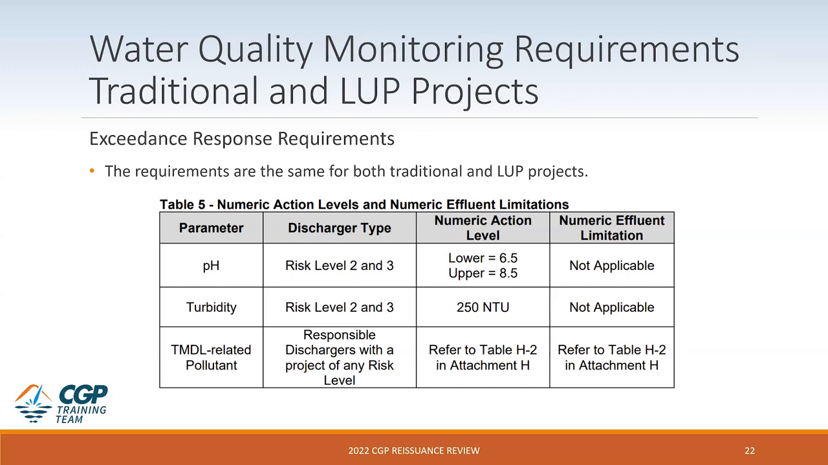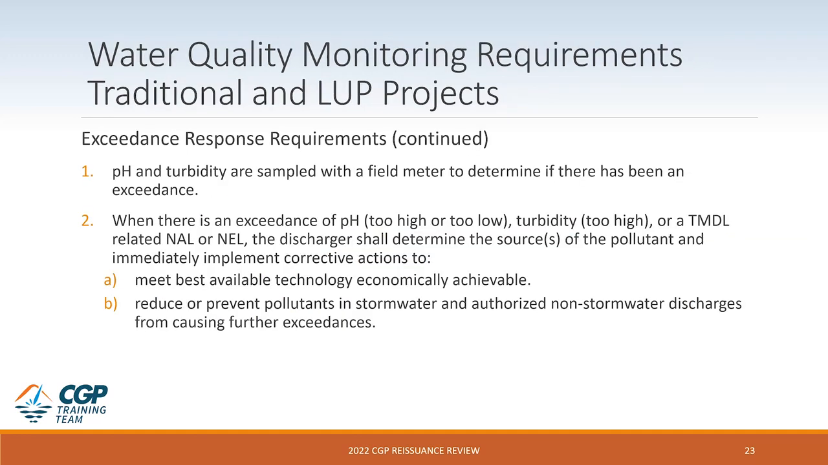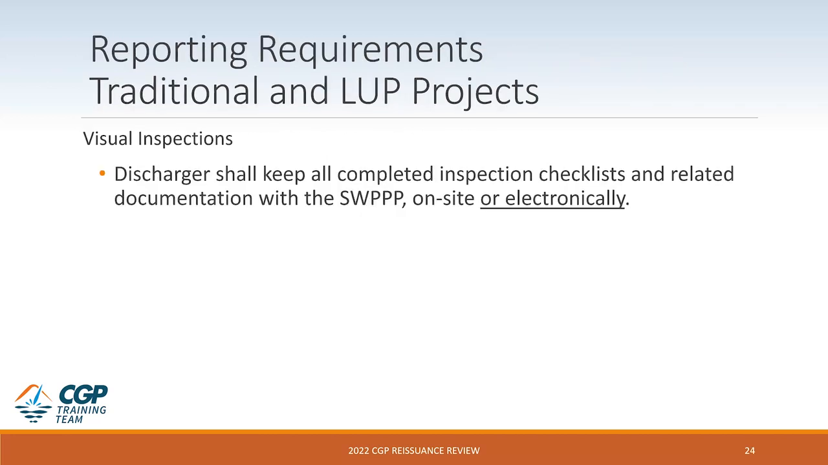There are also TMDL related pollutants that may have a numeric action level, and I would refer you to table H2 in attachment H for those requirements. Now, exceedance response requirements: the pH and turbidity are sampled with a field meter to determine if there's an exceedance. If there is an exceedance, then the discharger shall determine the source of the pollutant and immediately implement corrective actions to meet the best available technology economically achievable and to reduce those pollutants from causing further exceedances.